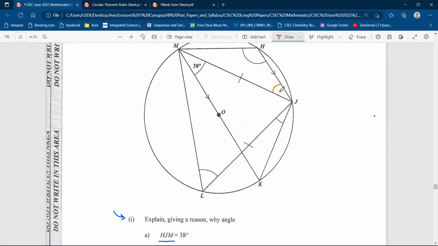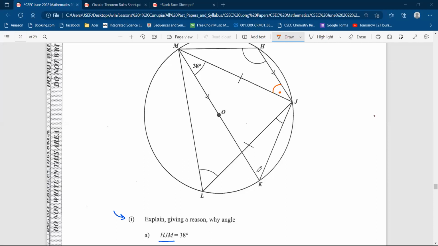So why is this angle also 38 degrees? Now, one person gave an answer. But for those of you who now understand what the question is asking, do you think you can take a try now? Why is this angle 38 degrees?